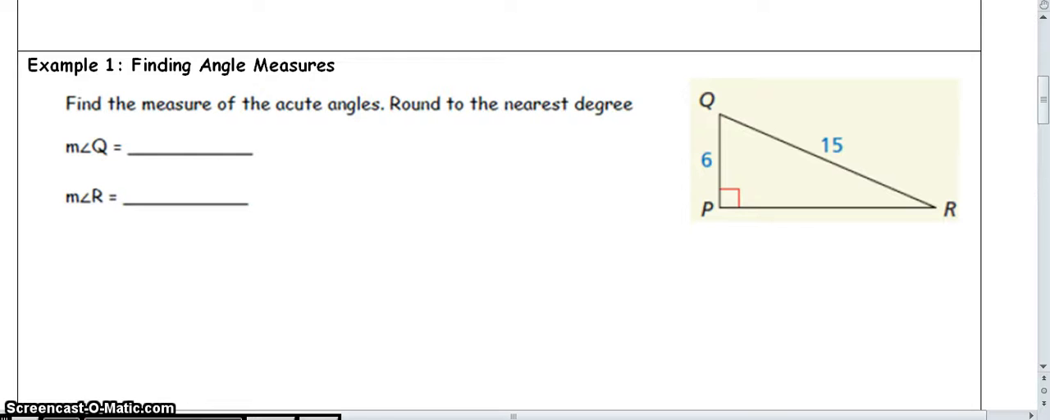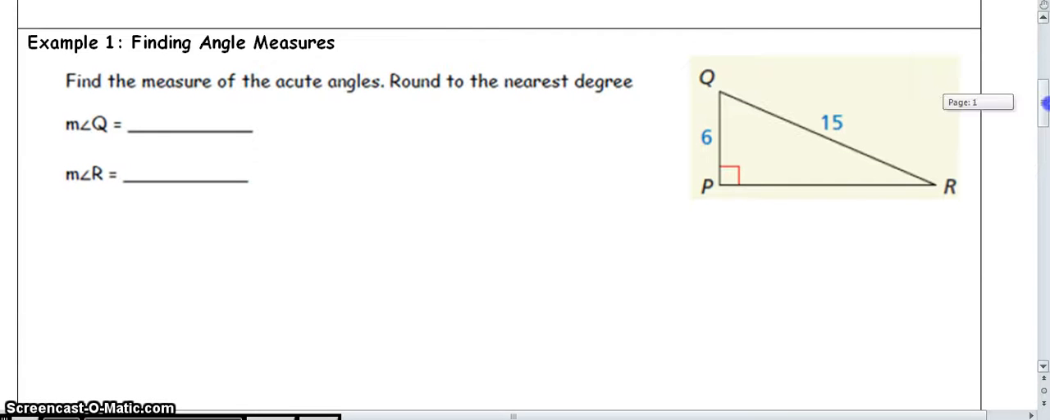Now what we want to do is find the angle measure, but it's going to stem from the same ideas as finding a side. So we're going to take a look at our triangle, see what information we have, what information we want to find, and set up a trig ratio that works. In this particular problem, I have the short leg, 6, the hypotenuse is 15, and I want to find the measure of angle Q and R.